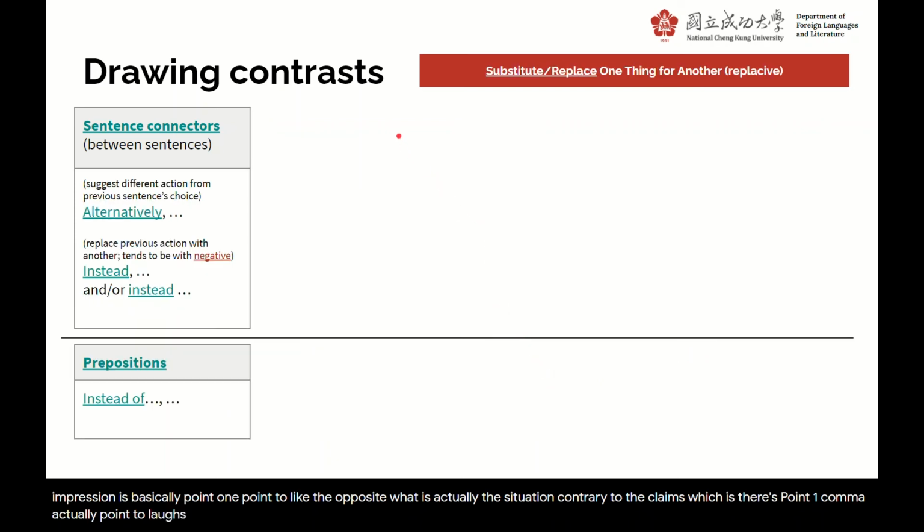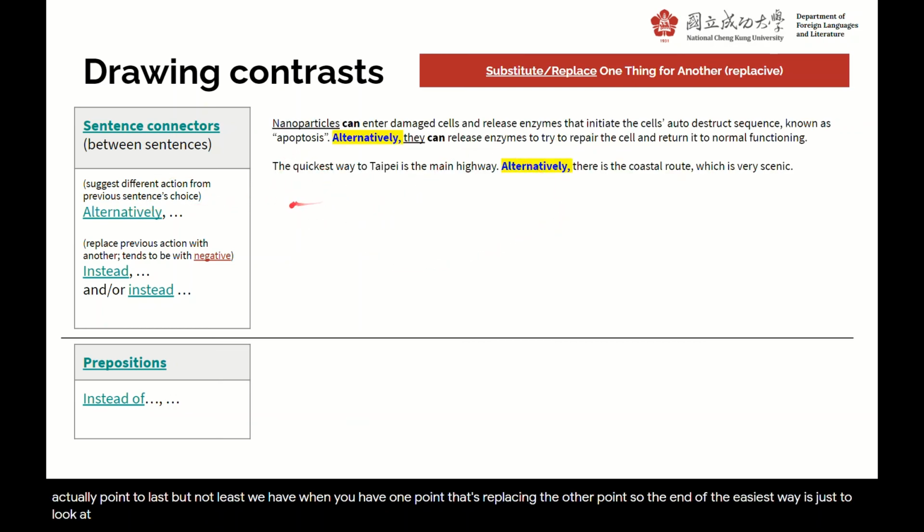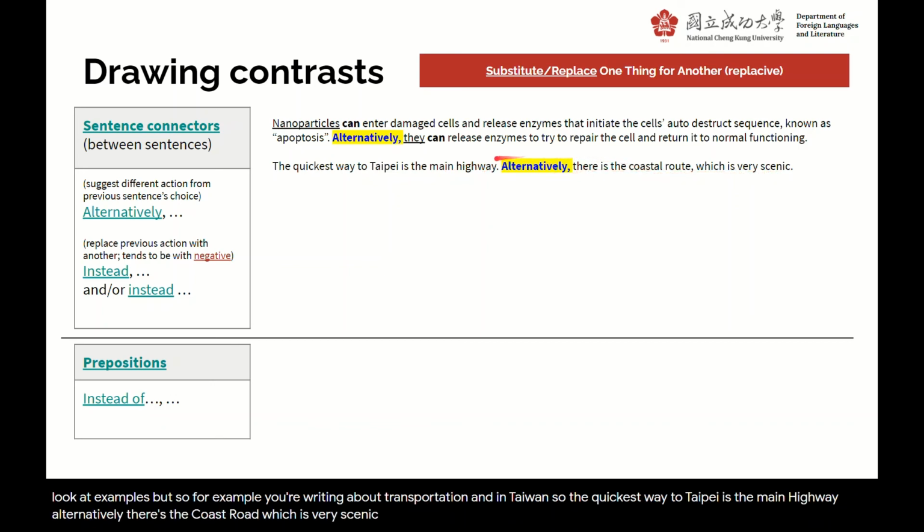And last but not least, we have when you have one point that's replacing the other point. I think the easiest way is just to look at examples. So for example, you're writing about transportation in Taiwan. The quickest way to Taipei is the main highway. Alternatively, there's the coast route, which is very scenic. So you're using the second point to suggest a different action, a different choice from the first one.